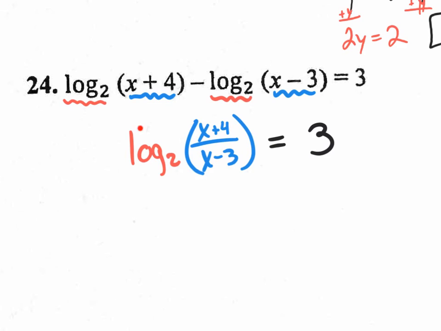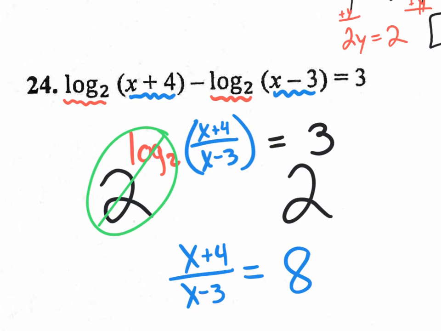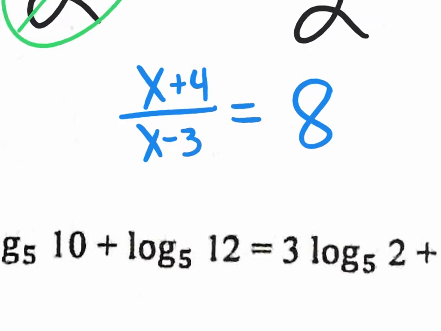So how do I get rid of this log base 2? Raising it to become the power of base 2. And what I do to one side of the equation, I must do to the other side of the equation. So I have 2 to the log base 2, which eliminates. My new left side of the equation is x plus 4 over x minus 3 equals 2 to the third. What's that? 8. It's definitely not 6. It's definitely 8.